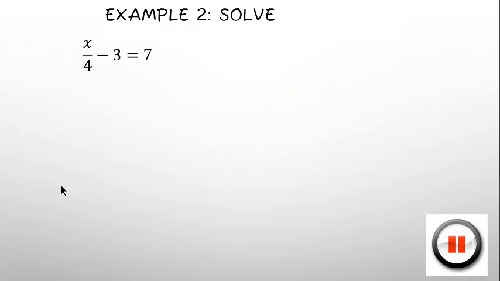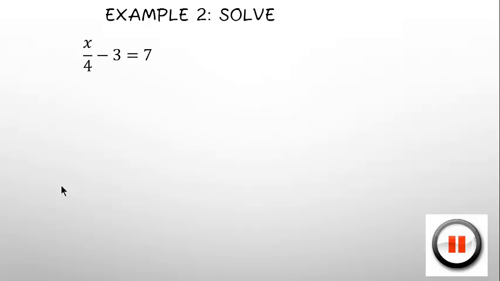Okay, example 2. We're going to solve x over 4 minus 3 equals 7. Firstly, let's go back to the verb solve. What does that mean? That means you want to find a solution for x. So what can x equal? And in these linear equations, x will only equal one thing. Later on, we'll be looking at ones where x may equal 2 different numbers, and it might even be an infinite set of solutions for x. But at the moment, we just want one answer for it, so one solution.